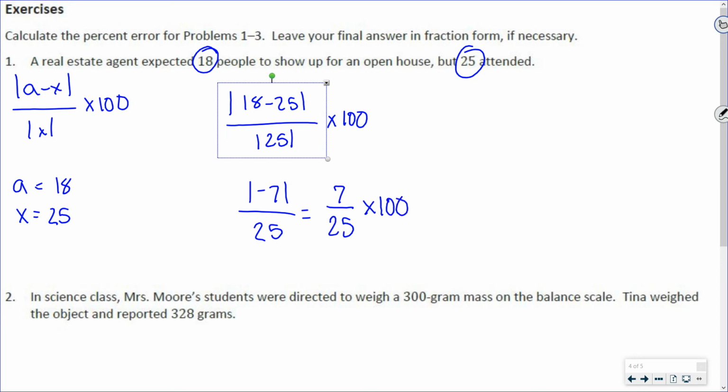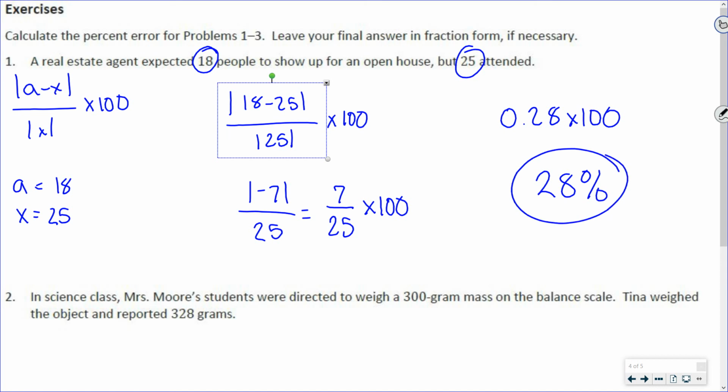So that's when you use your calculator again. 7 divided by 25 gives us a decimal of 0.28. We multiply that by 100 to get our percent. So 0.28 times 100 gives us 28%. So his error was 28%.